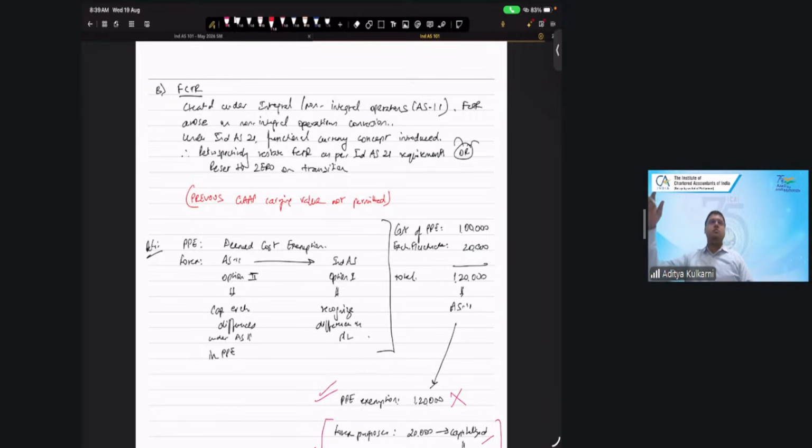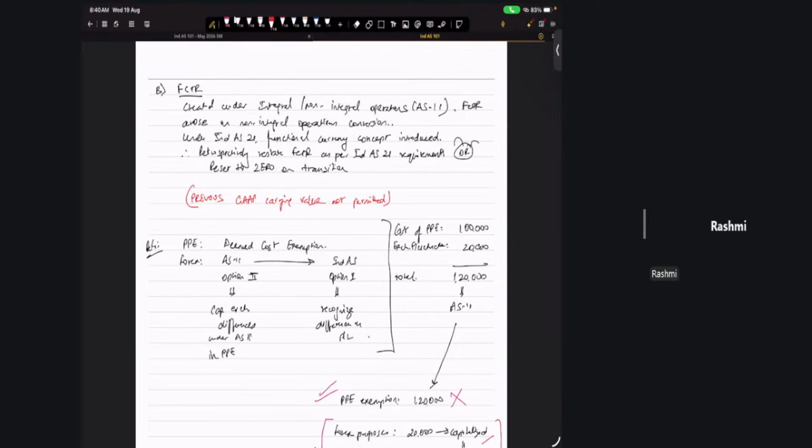For non-integral operations in a foreign country, you used to convert that trial balance into rupees using the conversion principles under AS11. Whatever was the difference, you would take it to FCTR. So your existing FCTR balance, if it is there on the date of transition, is by virtue of the requirements under AS11. Are you okay with this?